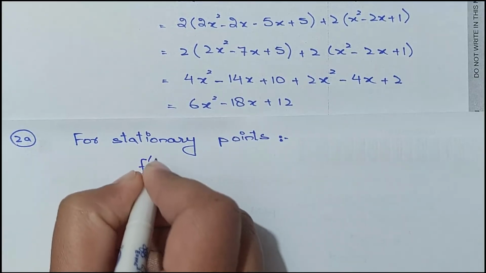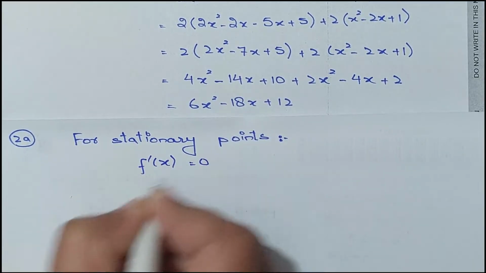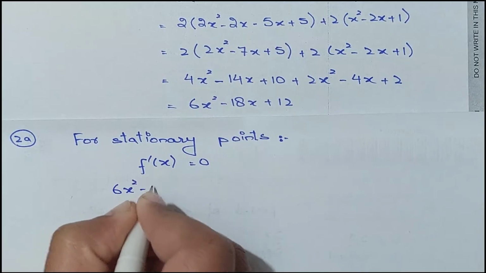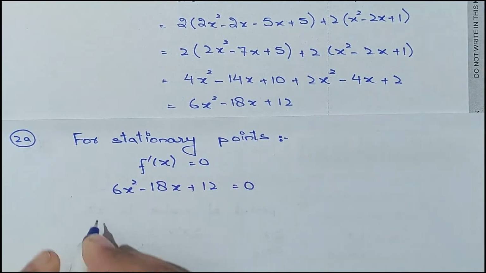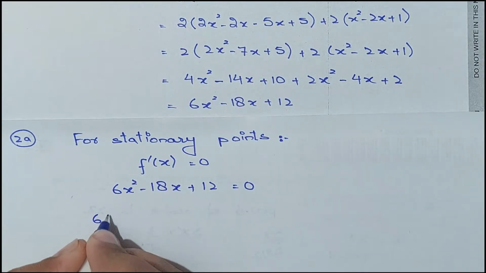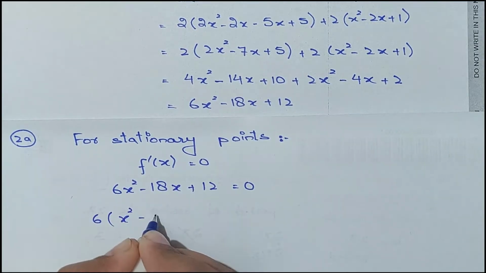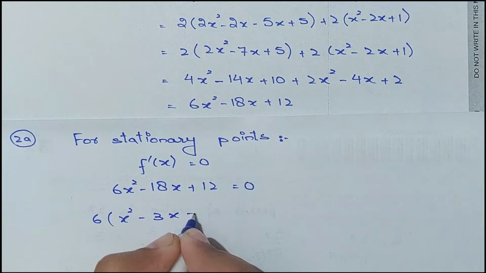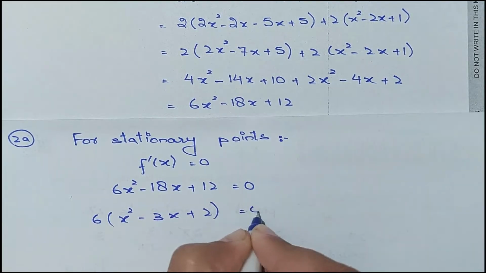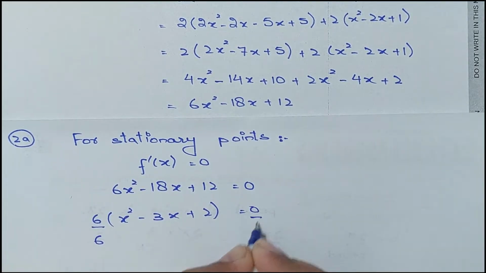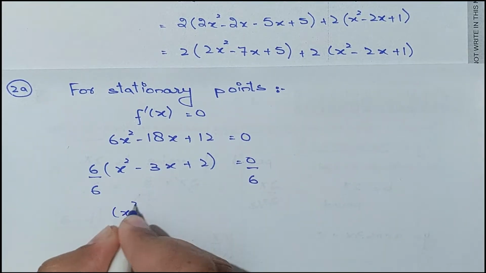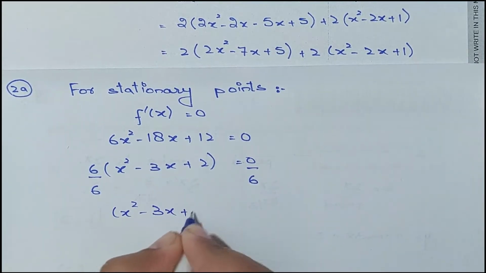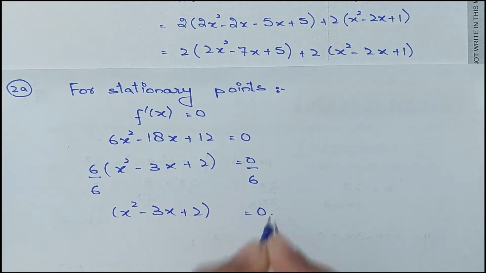For stationary points, we have to put f prime of x equals 0. 6x squared minus 18x plus 12, this is the f prime of x. 6 is common: x squared minus 3x plus 2, since 6 times 3 is 18 and 6 times 2 is 12, equals 0. We can divide both sides by 6, and 0 by 6 is just 0. So x squared minus 3x plus 2 equals 0, right?